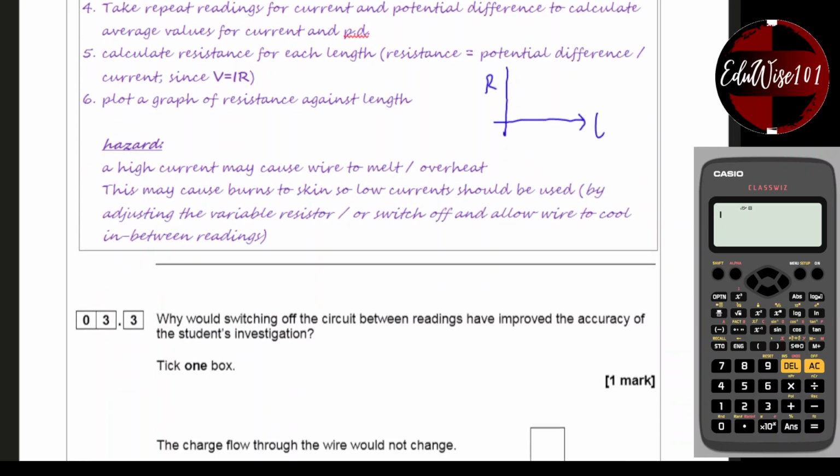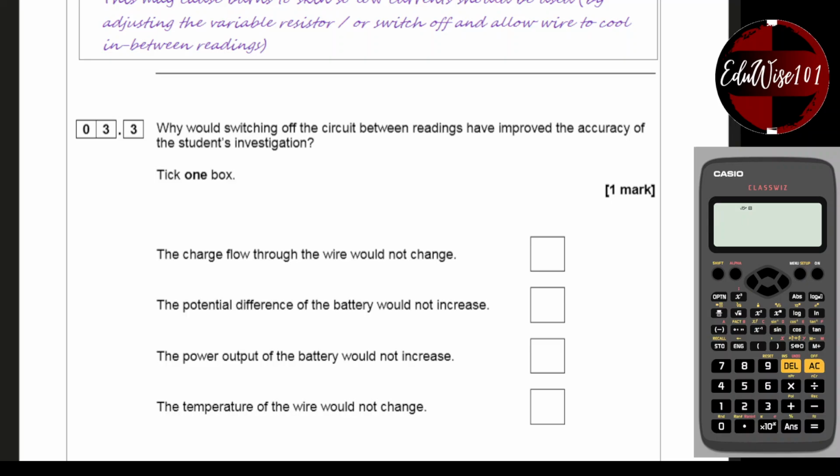Question 3.3. Why would switching off the circuit between readings improve the accuracy of the student's investigation? Tick one box. The charge flow through the wire would not change. The potential difference of the battery would not change. The power output of the battery would not change. The temperature of the wire would not change. And that's the answer.